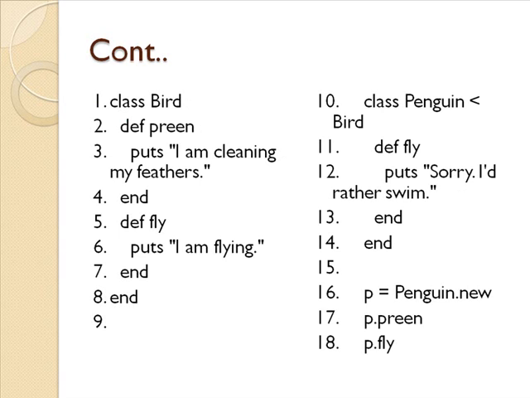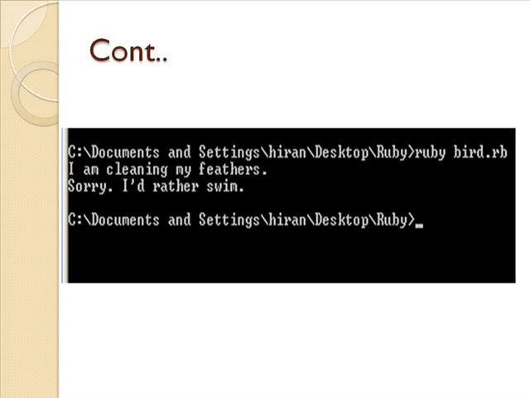Let's see the example. Class Bird, def preen, puts "I am cleaning my feathers", and def fly, puts "I am flying", end. In the 10th line, class Penguin inherits the Bird class. Def fly, puts "Sorry, I'd rather swim", end. So we are taking a variable as p and creating the object Penguin.new. We call the methods preen and fly. So let's see the output. I'm cleaning my feathers. Sorry, I'd rather swim.